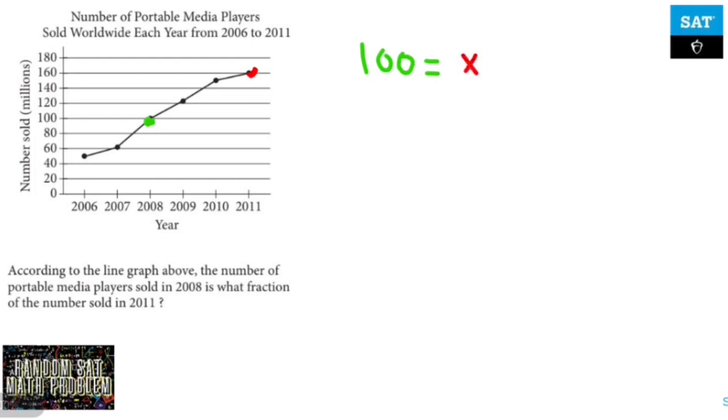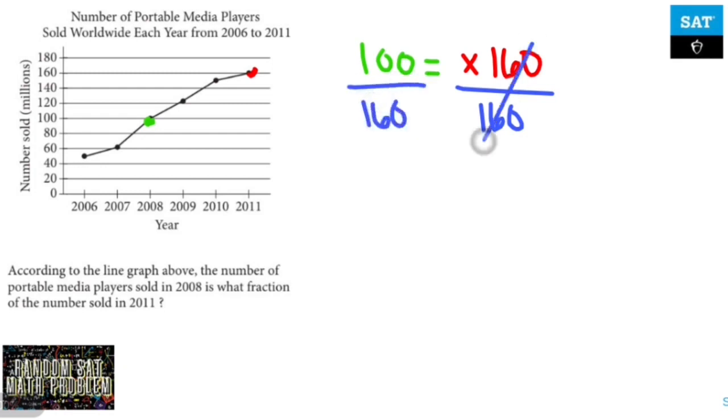So we'll do x times 1600 equals 100, for what fraction? We've got to get x all by itself, so I'm going to divide by 1600. And that simplifies to 1/16. So 100 is 1/16 of 1600. Not bad. Pretty easy.